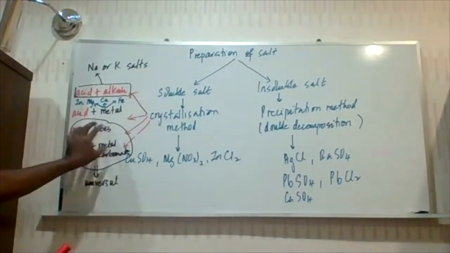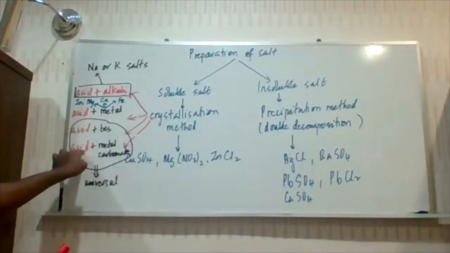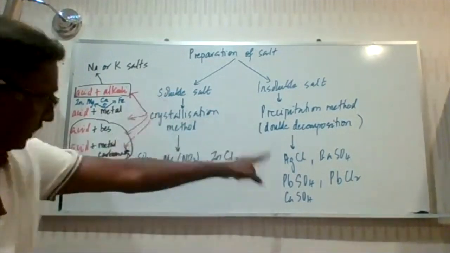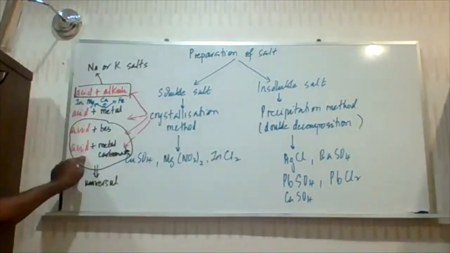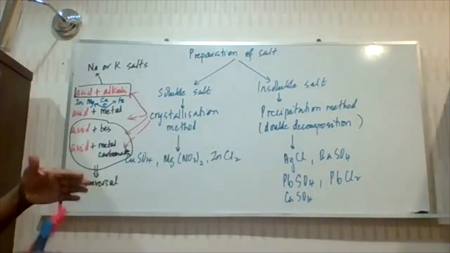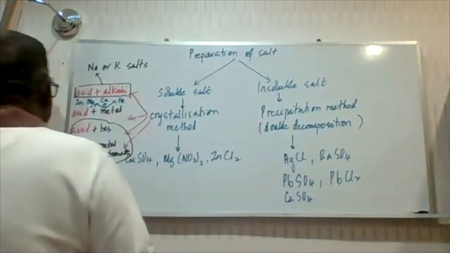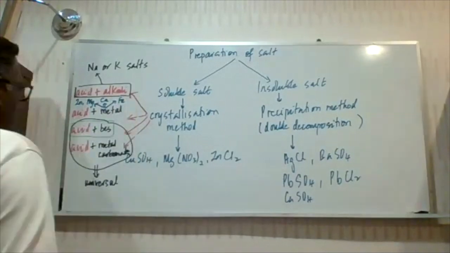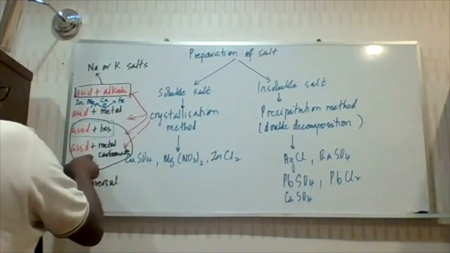There's no restriction. Every base will react with acid. Every metal carbonate will react with acid. All right? That means this is all for soluble salts. Any salt can use these two. Therefore, they become universal. So whenever you have to design a method, go for this method. This is the best method for you to pick.